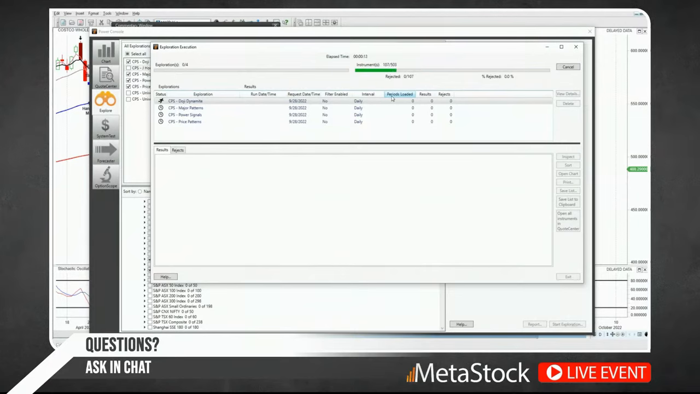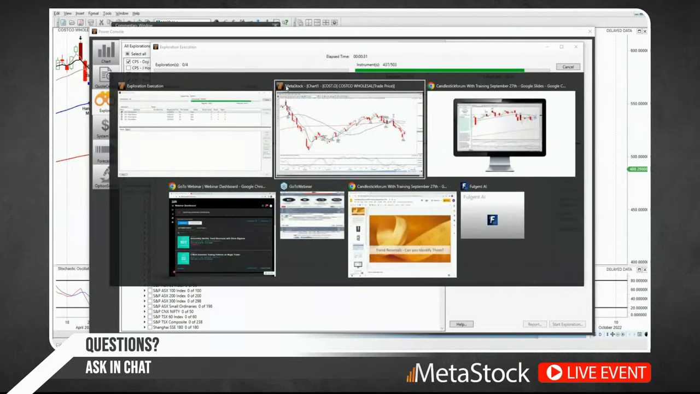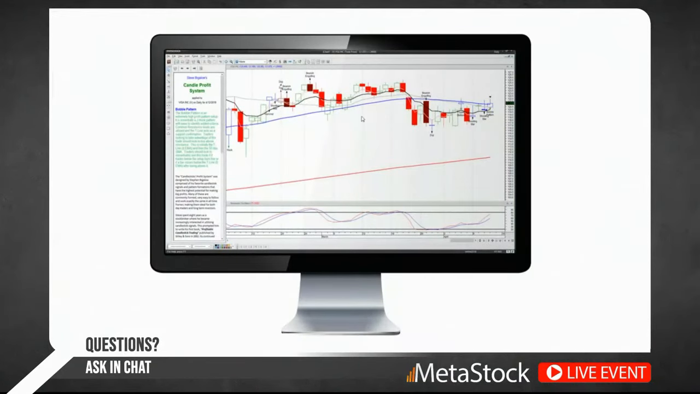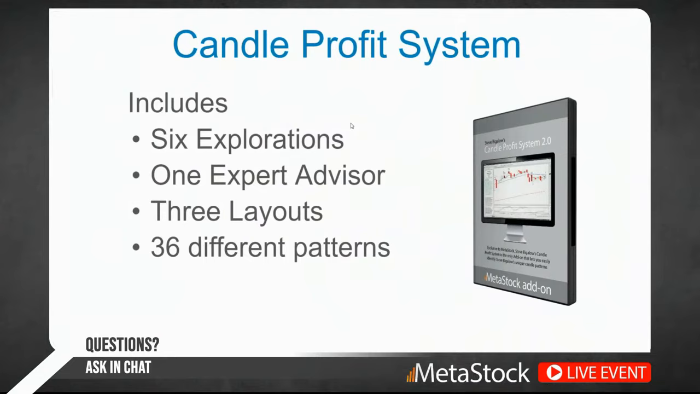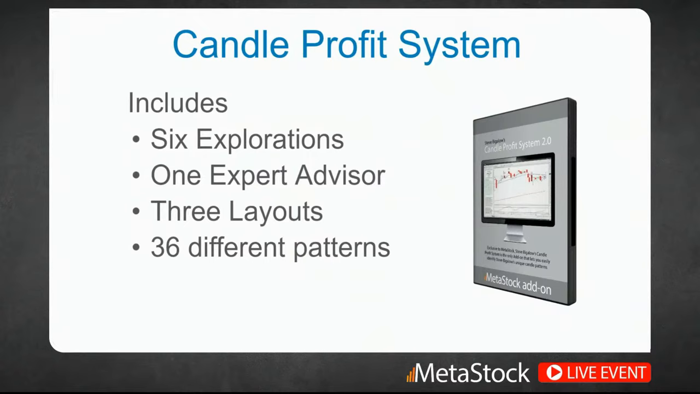And that's one of the things I really like, because I have a very busy day during the day, and I usually can come in at about 20 minutes before the market closes, run an exploration and just get the results back for what I'm interested in, what I want to see. And that works really, really well for what I'm doing. So that's in a nutshell what we call the add-on for MetaStock. It's going to include those six explorations, the expert advisor, and all 36 of the patterns that were listed in those two different screens. So there you go.